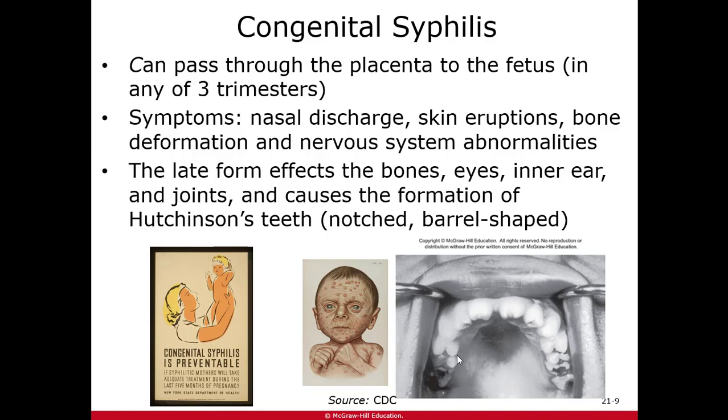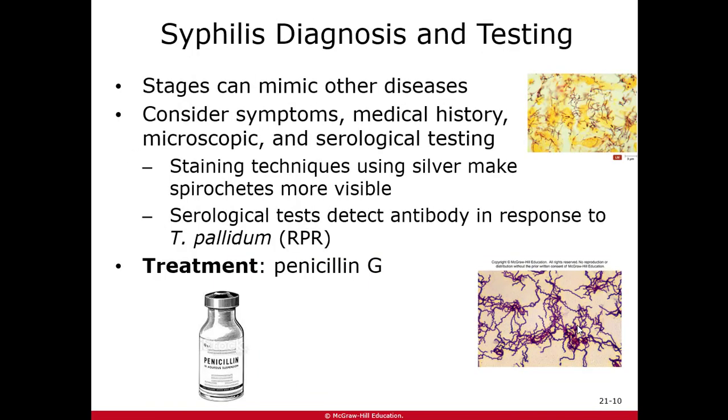Infants can have nasal discharge, skin eruptions, bone deformities, nervous system abnormalities. The late form, more in the third trimester, you can have damage anywhere in the bones, the eyes, the ears, the joints. And a unique one is it can actually cause more of a barrel shape, a roundness to the tooth. So it can do a lot of damage to infants if mom has it during pregnancy.